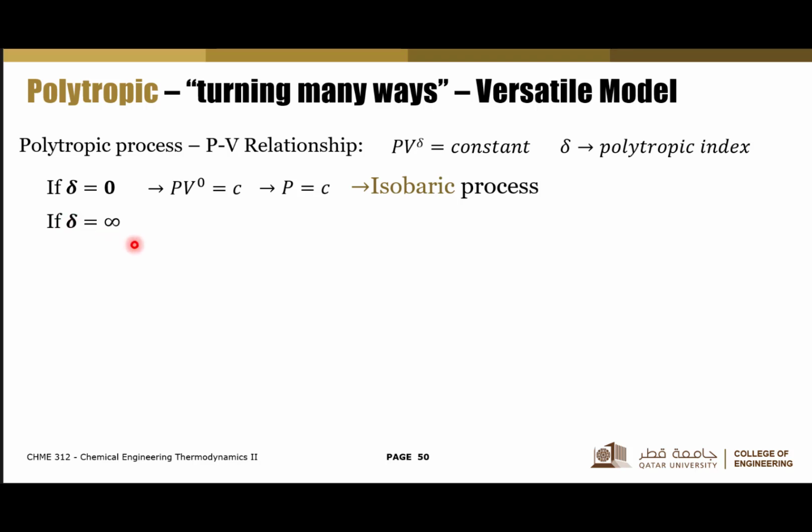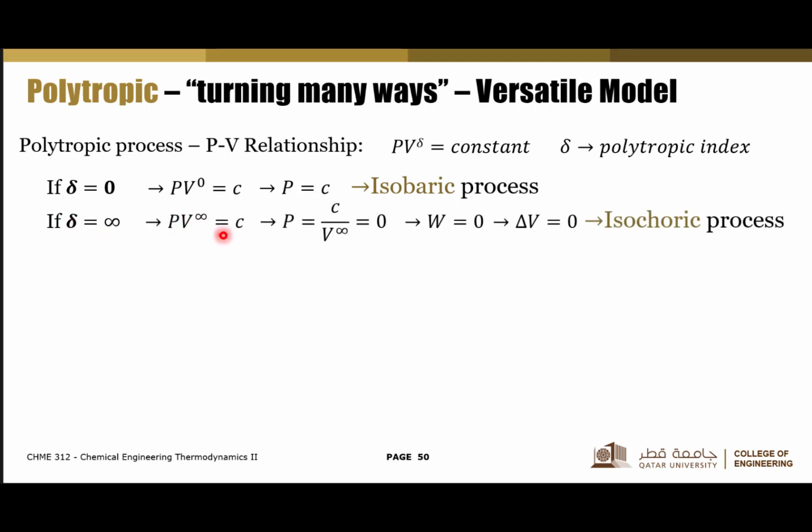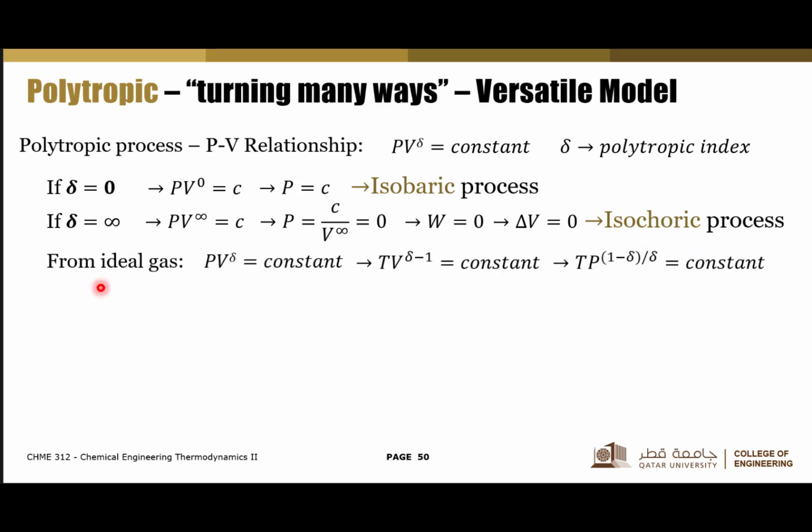If delta is infinity, so PV to the infinity equals a constant, C divided by V to the infinity, meaning a very big number, is equal to what? To 0. So from this, we can say that work is 0. Delta V is equal to 0. So isochoric process.